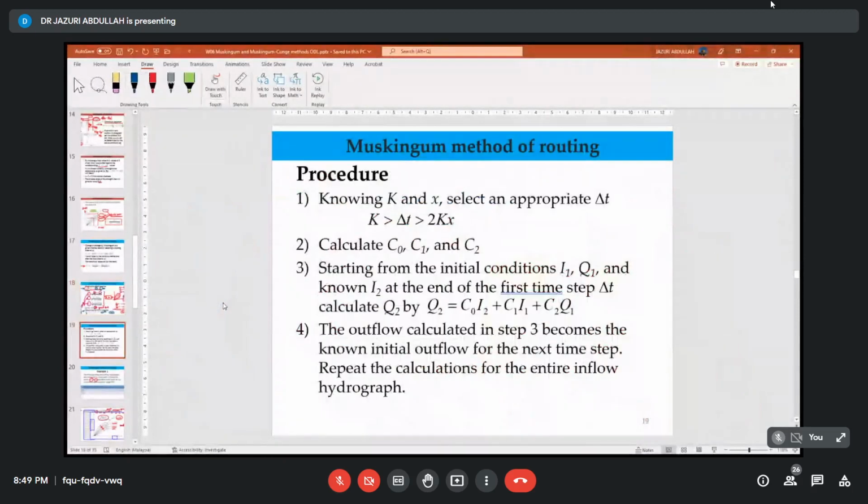Okay, so this is the procedure. Saya tak pergi secara detail lah pasal procedure. So you punya delta T, okay. So delta T make sure mesti berada lebih daripada K dan mesti kurang daripada K dan mesti lebih daripada 2K kali dengan X. Okay, and then you calculate on the C0, C1, C2, and then you start buat masukkan satu persatu, and then you boleh repeat lah all the step.